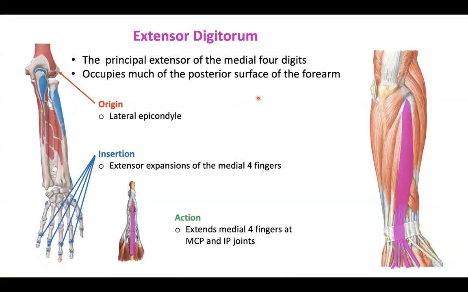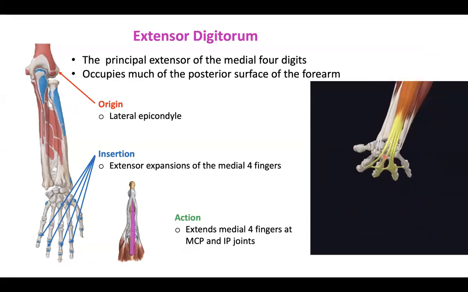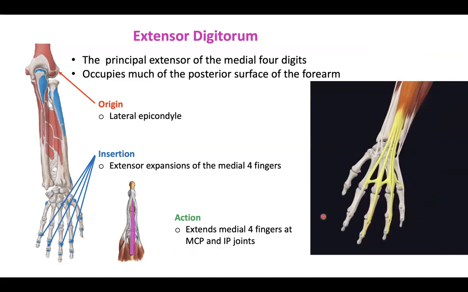As the name indicates, extensor digitorum, its main action is extension of the medial 4 digits. But in addition, it crosses the wrist joint, so it can also extend the wrist joint. It's a strong muscle. It extends wrist and the medial 4 digits. As you see it here, it's a strong muscle. It extends wrist and the medial 4 fingers.